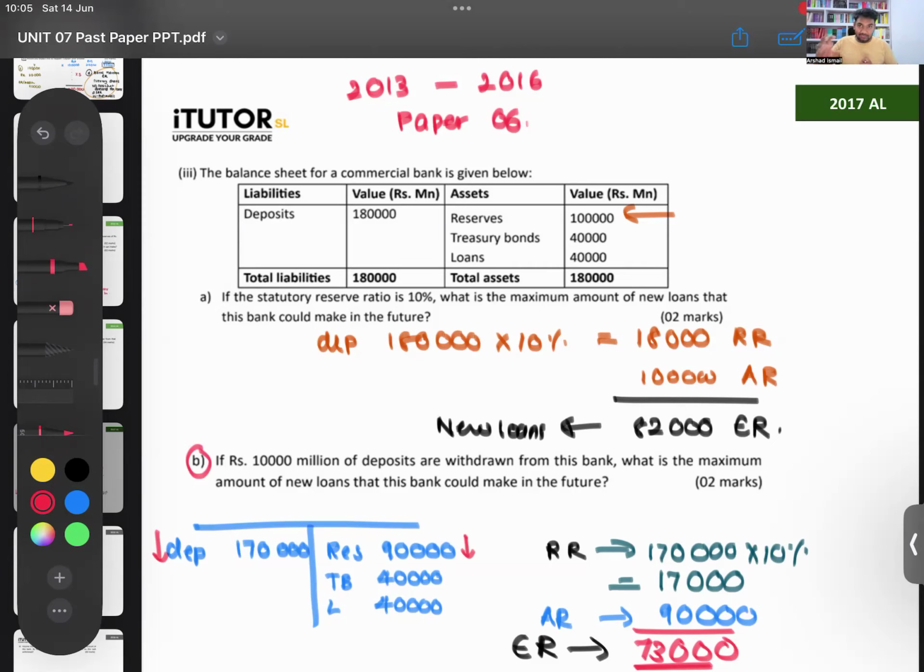So if the customer withdraws money, deposits fall by 10,000, and the bank, which had 100,000 in reserves, now has less. Reserves mean the money they have in their safe. So if a customer withdraws, they have to give that money from the safe. So now in the safe, you don't have 100,000, you only have 90,000. That is what happens. Okay, so back to my point.